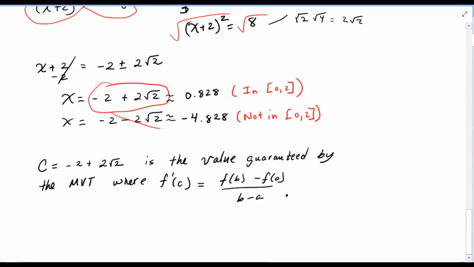Nothing more to it. I hope this gives you a better understanding of the mean value theorem, really gets to the meat and potatoes of it. In a nutshell, slope of the secant equals the slope of the tangent.